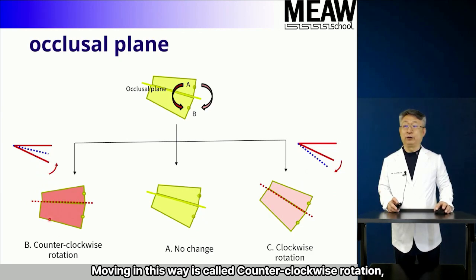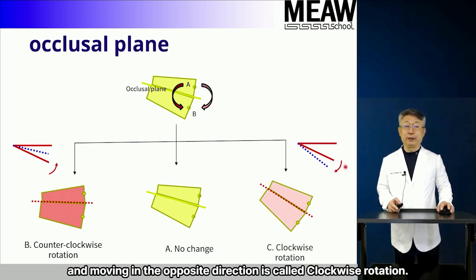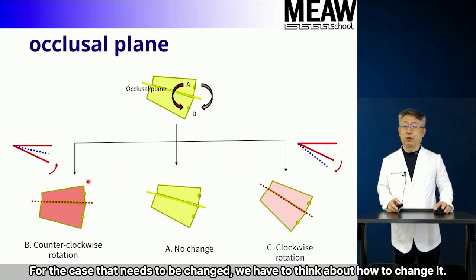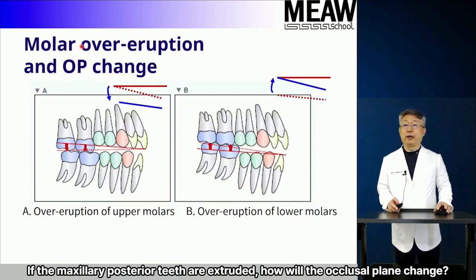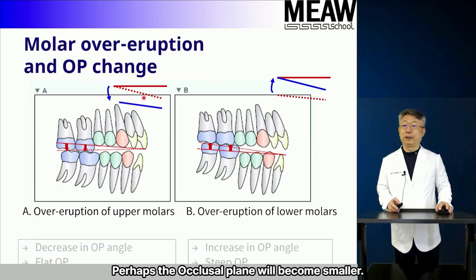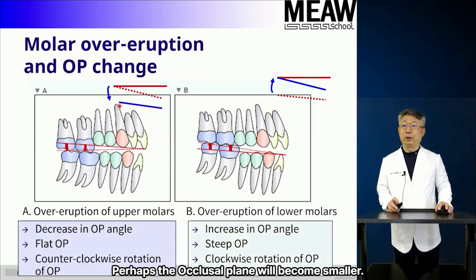Moving in this way is called counterclockwise rotation. And moving in the opposite direction is called clockwise rotation. For the case that needs to be changed, we have to think about how to change it. If the maxillary posterior teeth are extruded, how will the occlusal plane change? Perhaps the occlusal plane will become smaller.